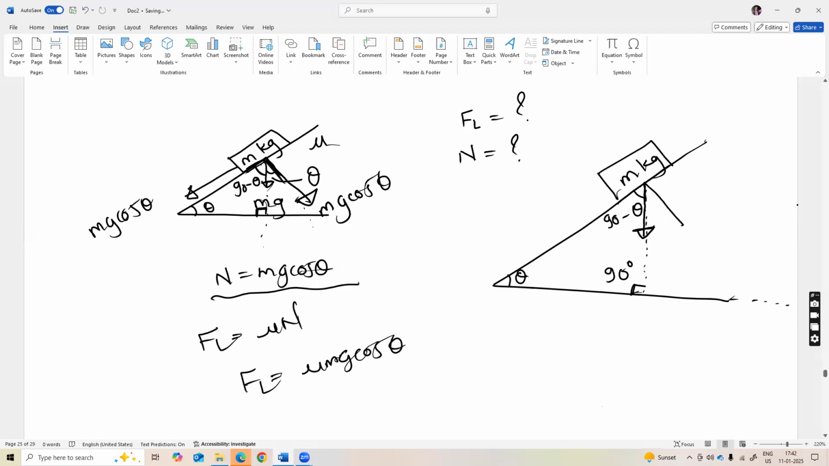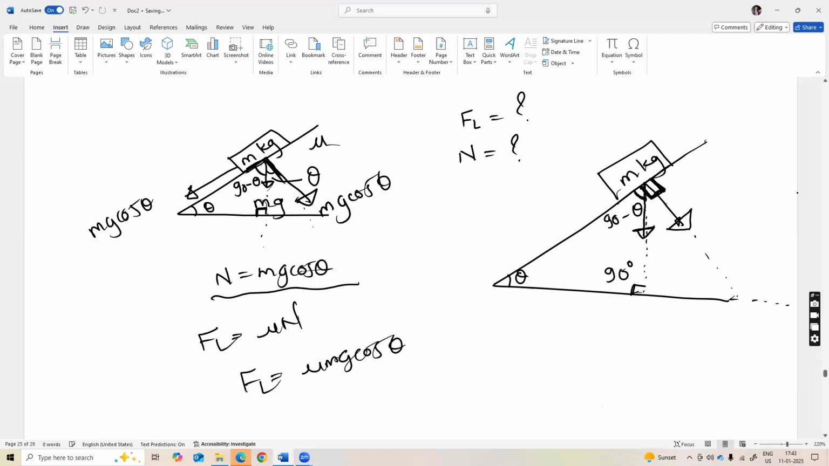So if you take the component of this mg along this point, this angle is 90 degree, correct? This angle as well as this angle, both are 90 degree. Do you agree? Yes, sir. These both angles are 90. So now see, if this total angle is 90 and this small angle is 90 minus theta.